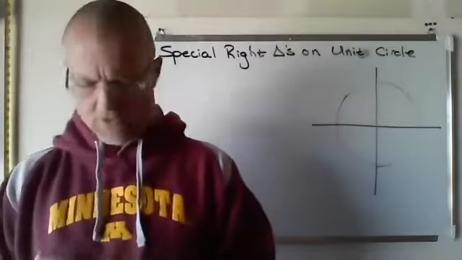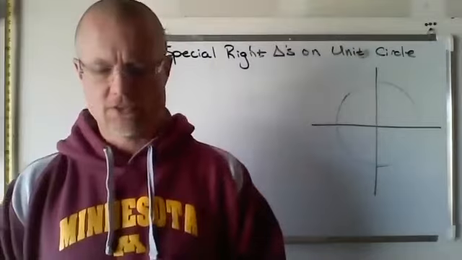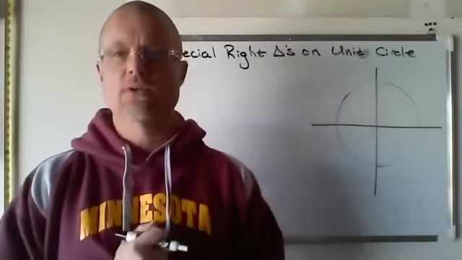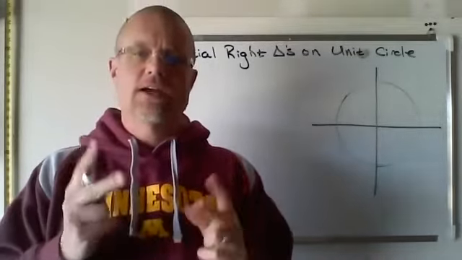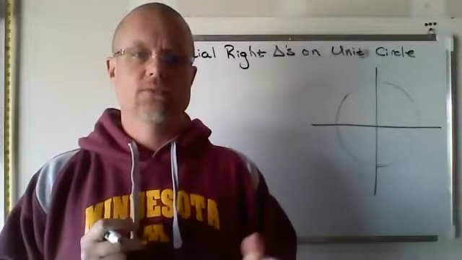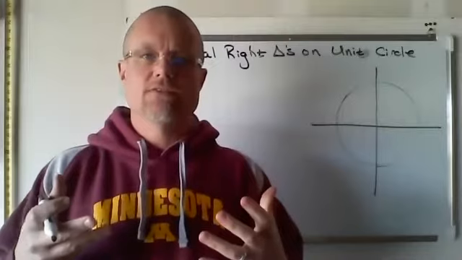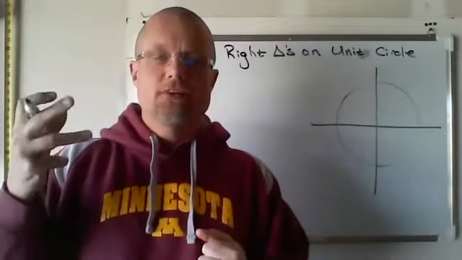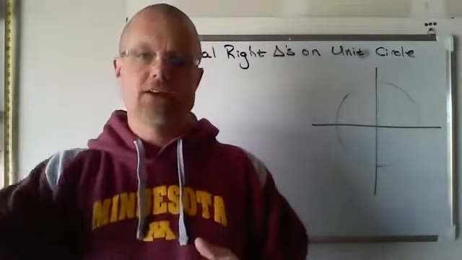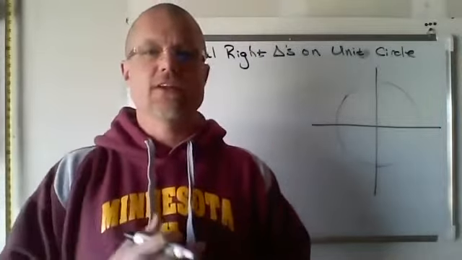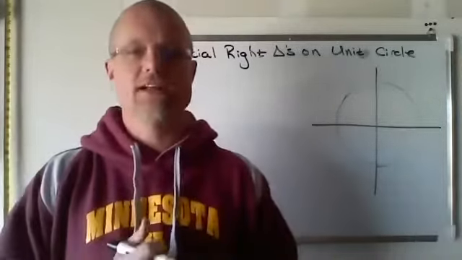Okay, so we're going to talk about the special right triangles on a unit circle. Essentially, we're going to look at two special right triangles. We're going to slam them onto the unit circle, and we're going to use those to have a stockpile of angles that we already know sine and cosine of, instead of always going to the calculator and typing in, oh, what's the sine of this? What's the sine of that?